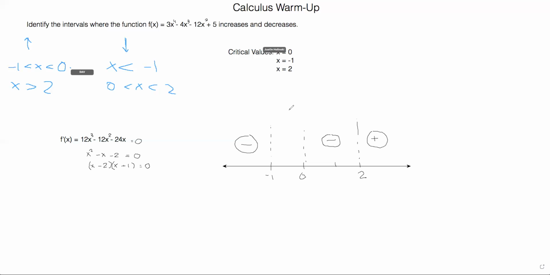Exactly. Oh, I didn't see that one. So -1 is less than x is less than 0.